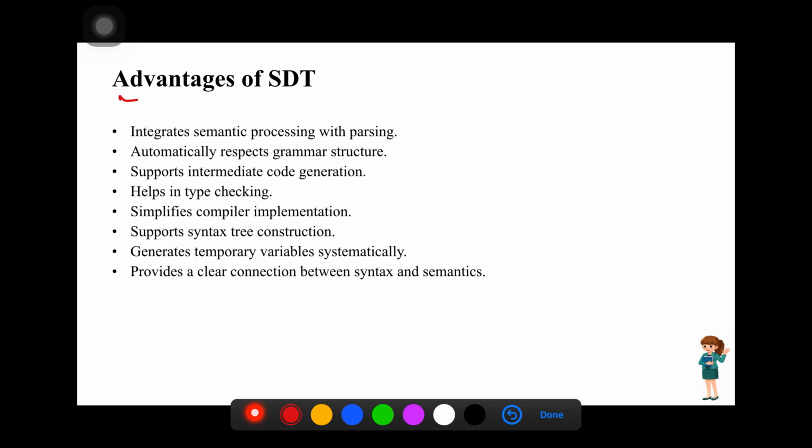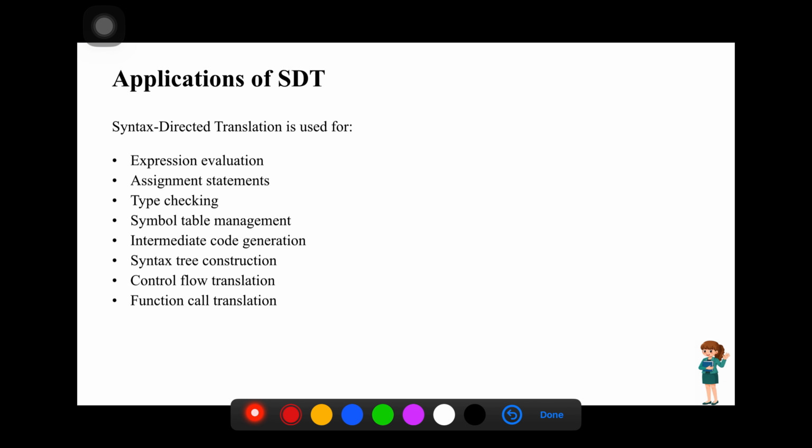Advantages of SDT. There are several advantages of SDT. The first is it integrates the semantic processing with parsing, automatically represents the grammar structure, supports intermediate code generation, helps in type checking, simplifies the compiler implementation, supports syntax tree construction, generates temporary variables systematically, and provides a clear connection between syntax and semantics. I hope you guys understood. Let us move on to the next slide.